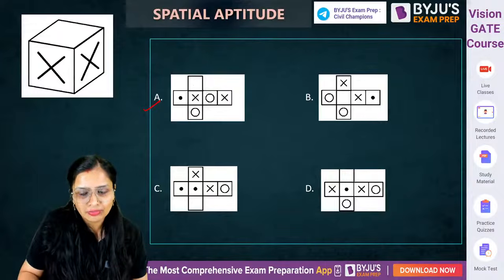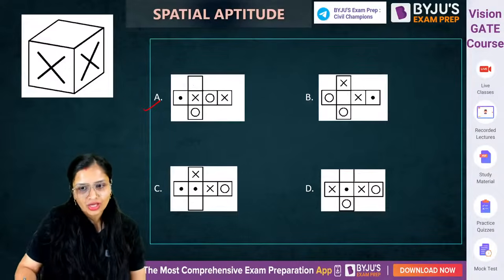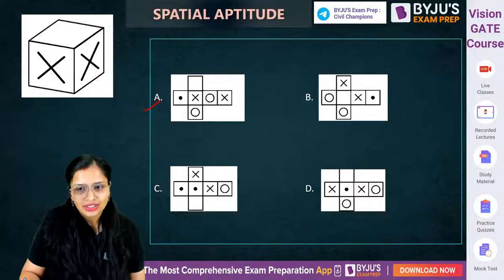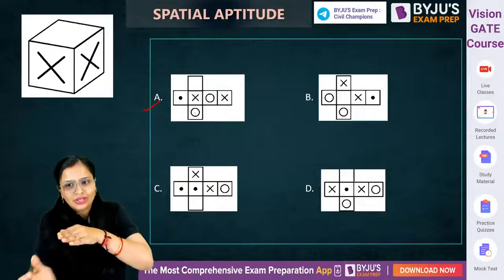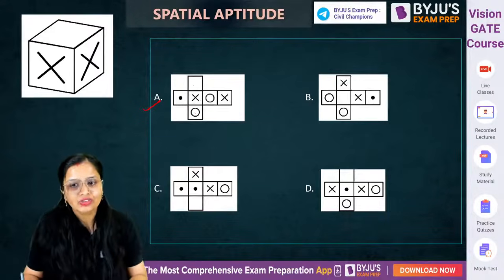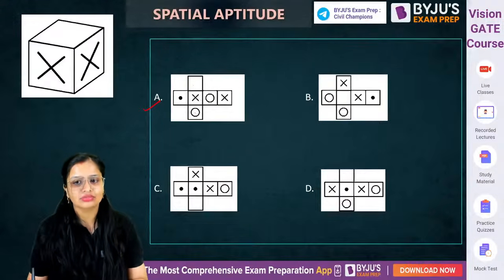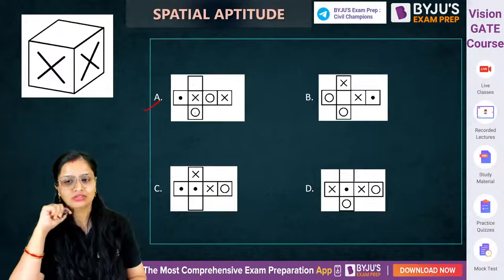This portion, the plain portion, will come on the top. Okay, this portion will happen what? This circle will go inside it. This will go on one side. You will get A as the right answer. Yes.